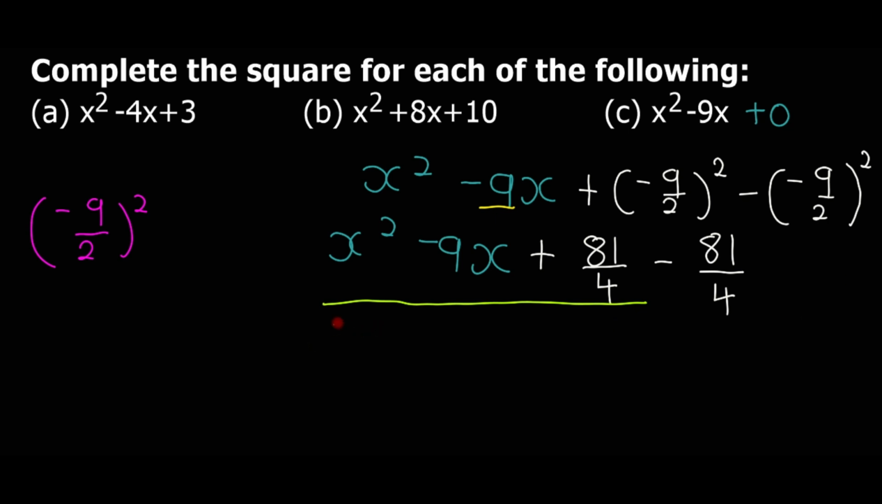We write x, and then we know we use the sign of minus. And then always we use this one, which is just 9 over 2, and then 9 over 2, all squared. And then this one, because it's a minus, we write it down as it is, which is just minus 81 over 4.